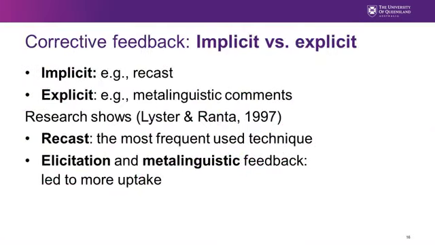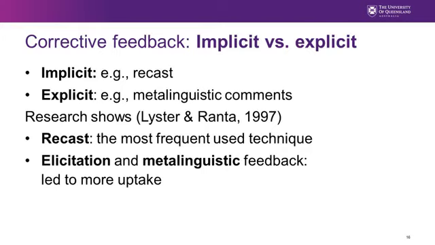So as you can see, these types of feedback vary in relation to whether the feedback is implicit or explicit, which means whether the feedback directly or indirectly tells the learner what their error is. In that sense, recasts are an implicit kind of feedback, and metalinguistic comments are an explicit kind of feedback.